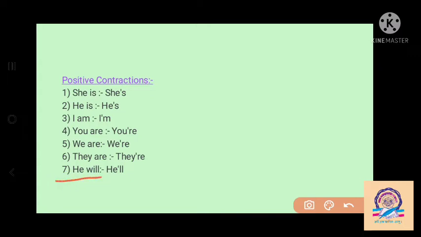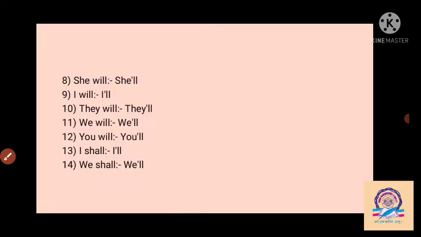Then "he will" is there. For writing a contraction we have to remove "wi" and write "he'll" here. Then apostrophe, then double l, that is we remove "wi" for writing a positive contraction. Here "she will" is there, again we remove "wi" and write "she'll". In reading we read the same, but in writing we remove "wi" and use the apostrophe, then double l.